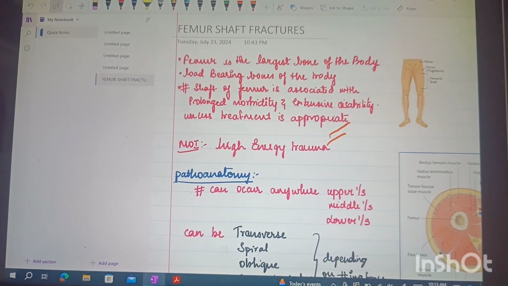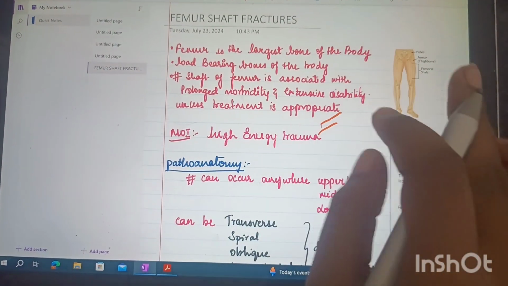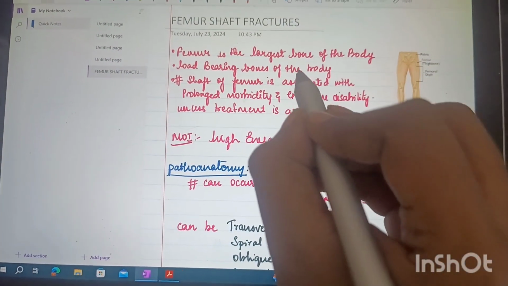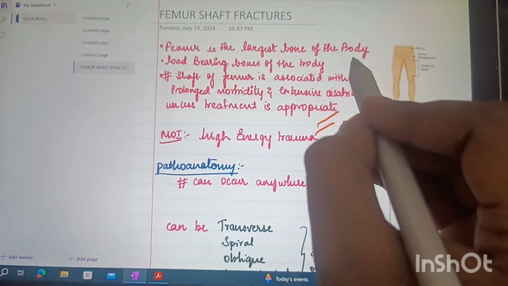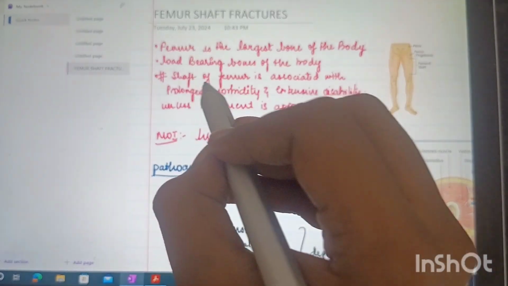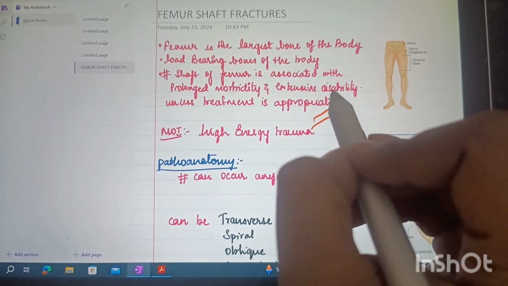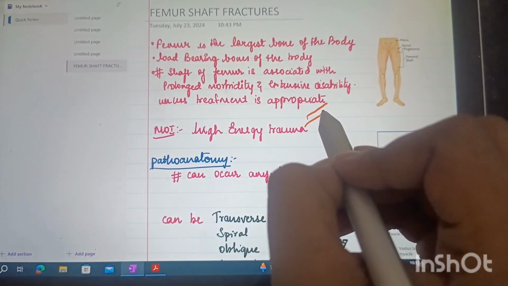Hello everyone. Today let's learn about another important topic named femur shaft fracture. So let's first learn about femur. Femur is the largest bone of the body. It is a load bearing bone of the body. Fracture of shaft of femur is associated with prolonged morbidity and extensive disability unless treatment is appropriate.